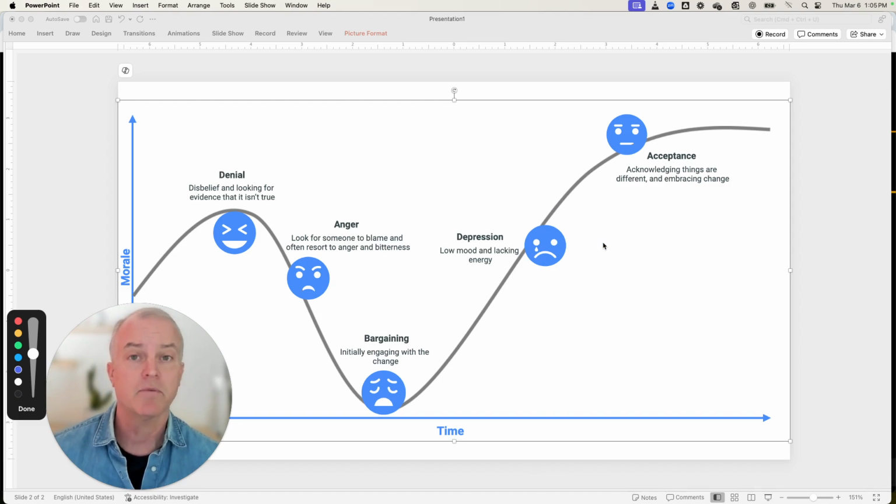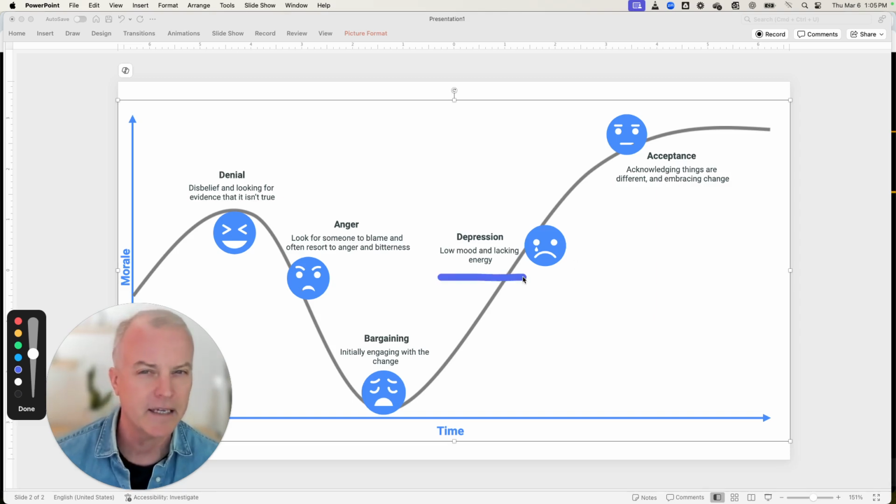And then you have depression. Depression is basically recognizing this thing is happening and I may not have much control or influence over it and I have to accept it. And so you end up with low mood, lacking energy sometimes.